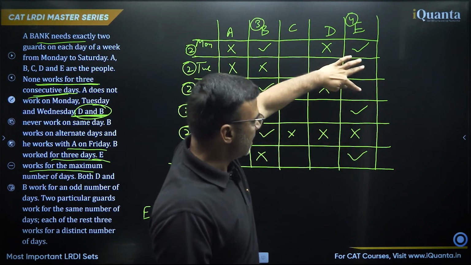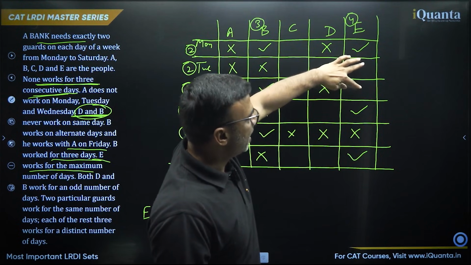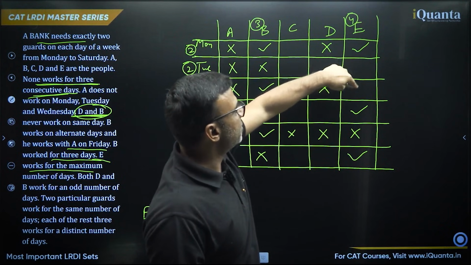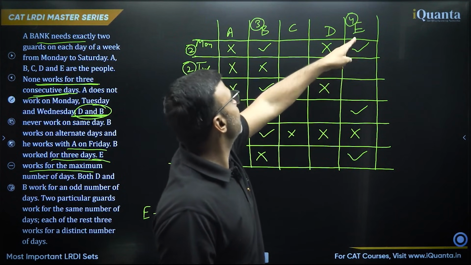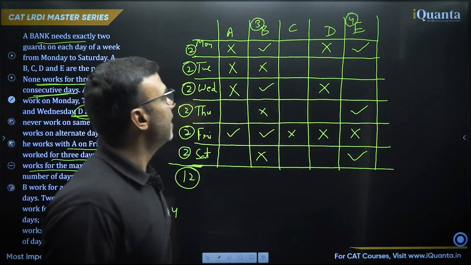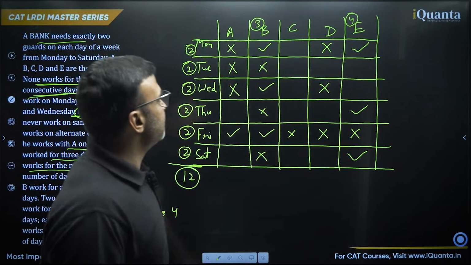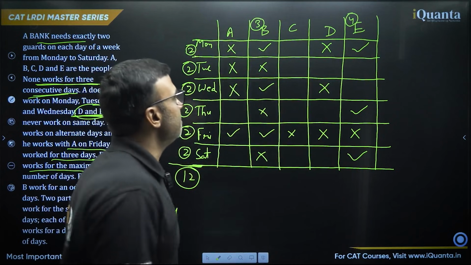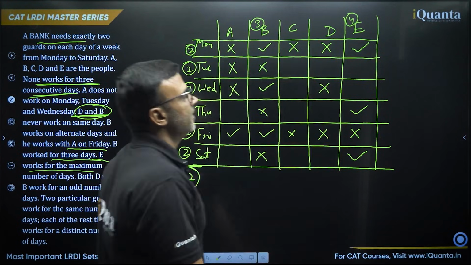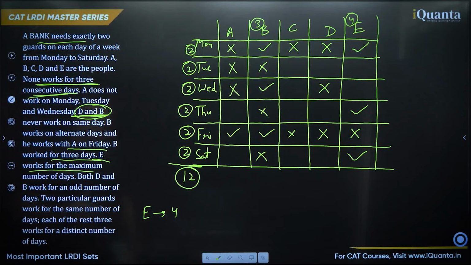So till now it is very clear that E has to have a tick mark either on Tuesday or Wednesday. But one thing is very clear: E has to work on Monday, E has to work on Thursday, E has to work on Saturday. Now what does that tell us? That tells us that Monday's 2 attendance is complete. Monday 2 attendance is complete. So C cannot work on Monday. Nice. Is there anything else that we can decide?